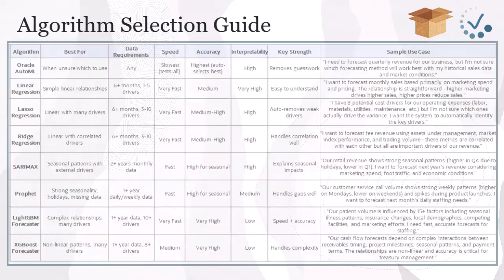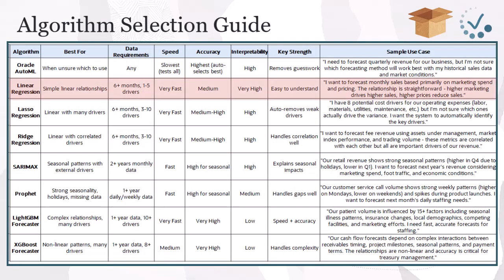The selection guide summarizes the practical differences. Linear regression is best for simple, explainable driver relationships. Lasso is best when you want feature selection with many drivers. Ridge is best when drivers are correlated and must stay included. If you're unsure which algorithm fits your data best, you can choose Oracle AutoML to evaluate all algorithms and select the best performing algorithm available in the suite.